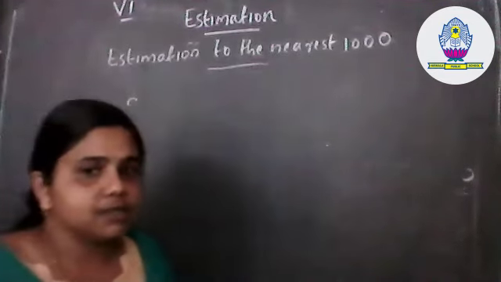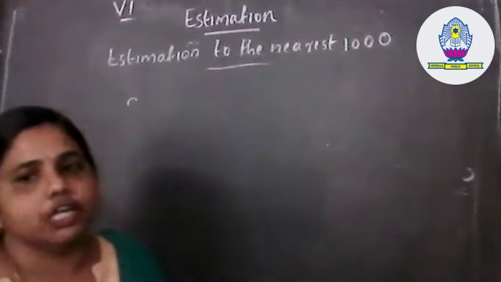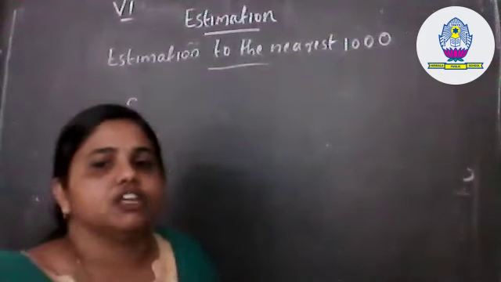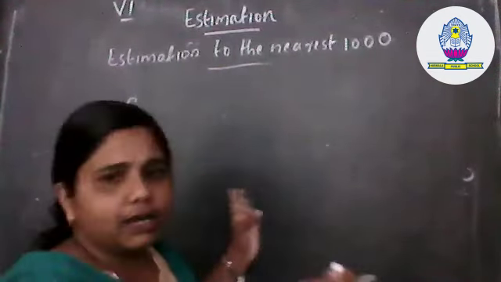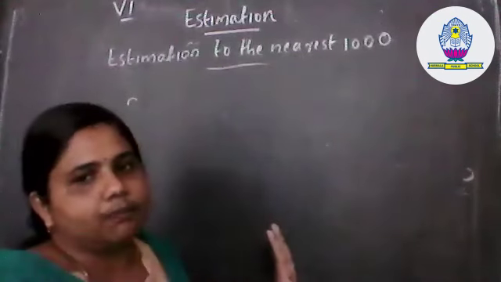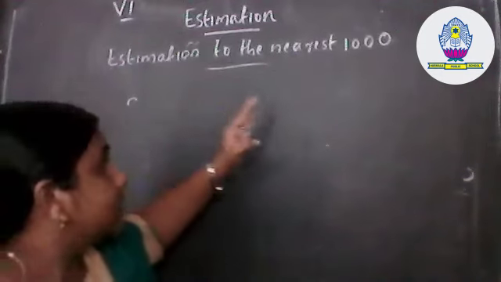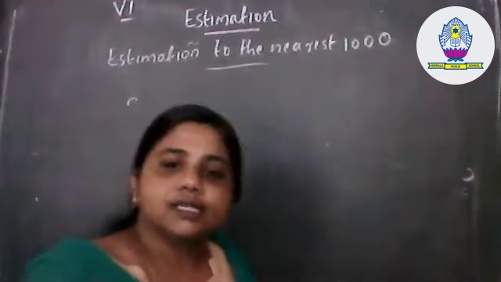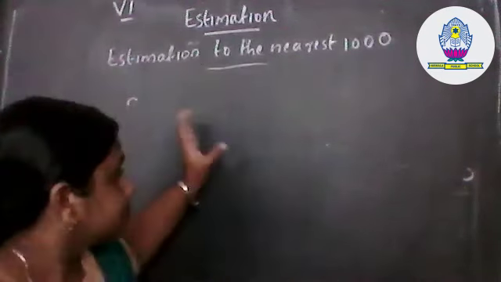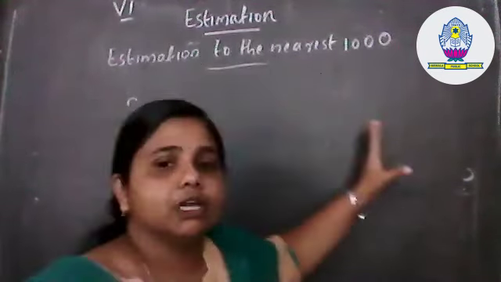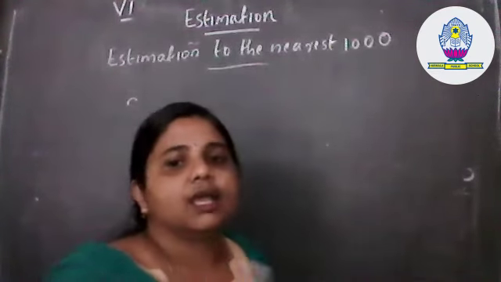If the digit in the hundreds place is less than 5, then replace the last 3 digits, that is hundreds, tens and ones place, with 0, and the digit in the thousand place and other digits stay the same. If the digit in the hundreds place is greater than or equal to 5, then the last 3 digits are replaced by 0, and 1 is increased in the 1000 place.